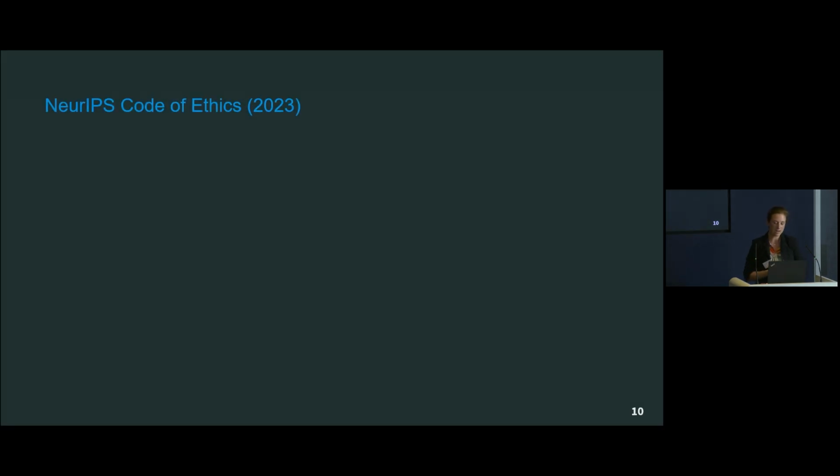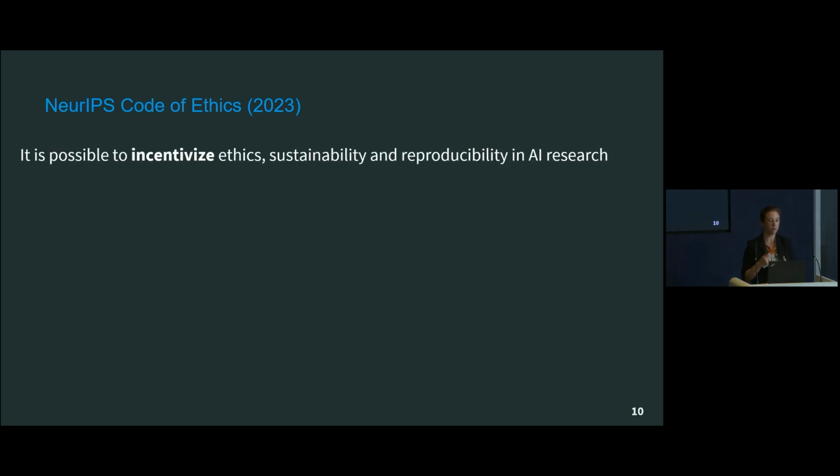Another initiative that I was involved in is the NeurIPS Code of Ethics. Last year, the NeurIPS board came to us and asked us to help develop a way to incentivize ethics, sustainability, and reproducibility in AI research. Since NeurIPS is the biggest machine learning conference, with something like 9,000 people coming together every year, it's a way to guide them towards better scientific practice.